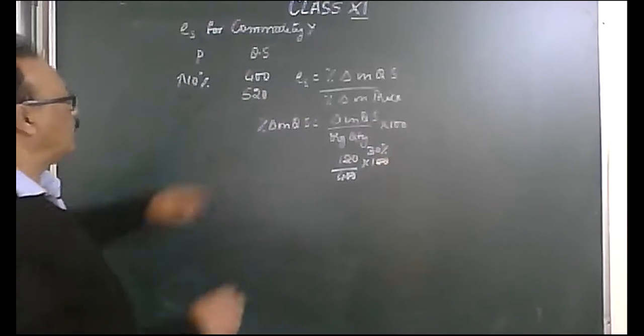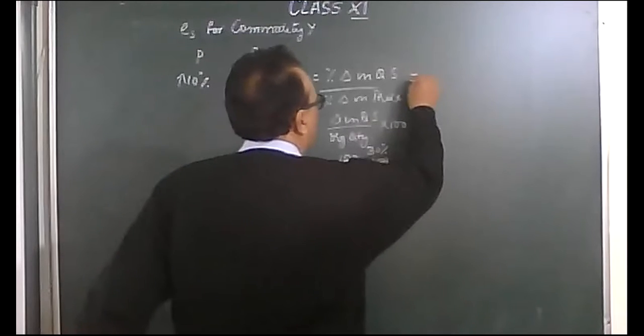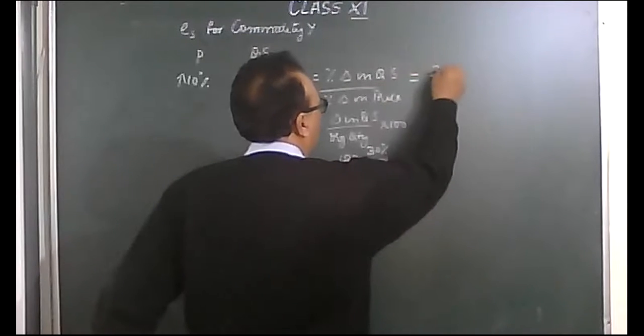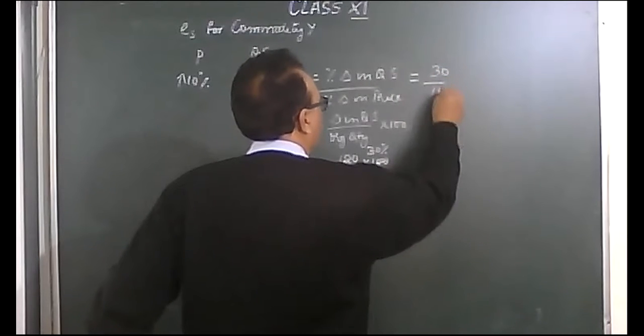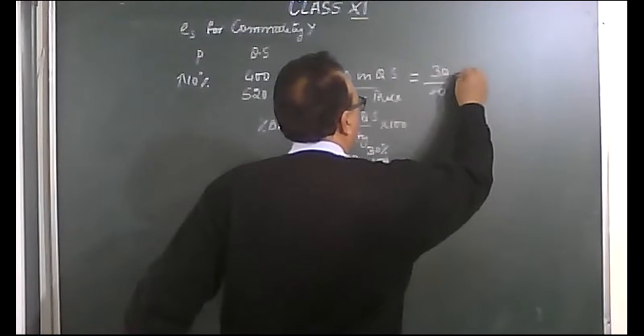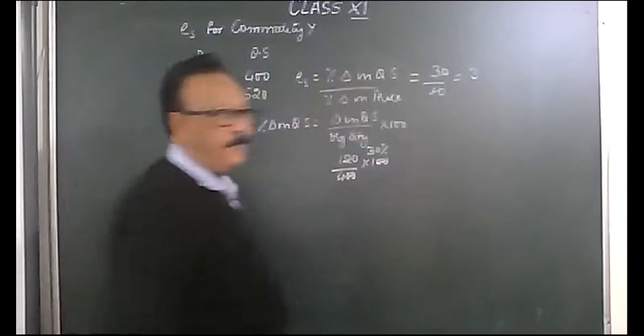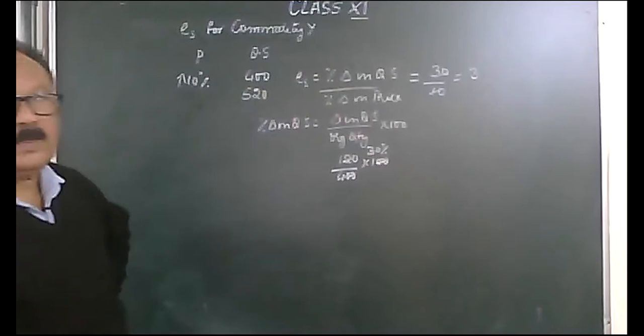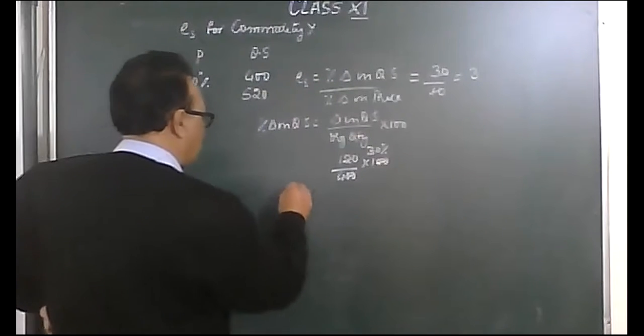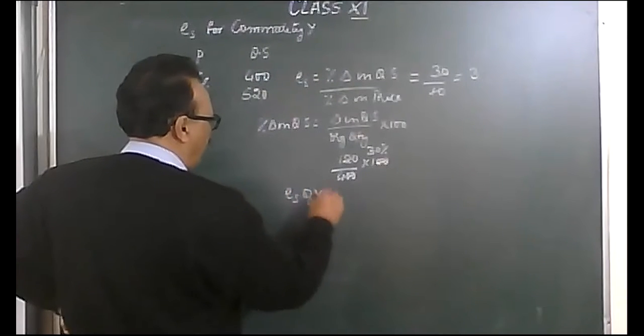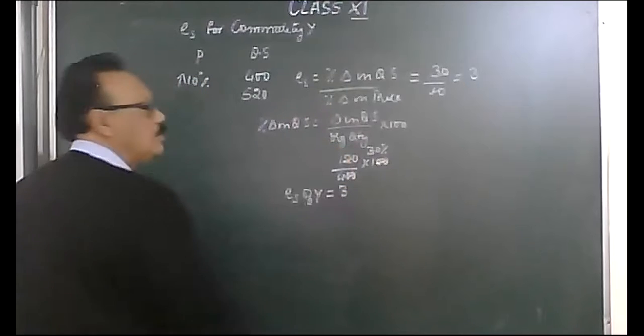Now we have both the values in percentages. We can substitute these values here. Change in quantity supplied is 30 upon change in price is 10, that is equal to 3. So we'll say elasticity of supply of Y is equal to 3.